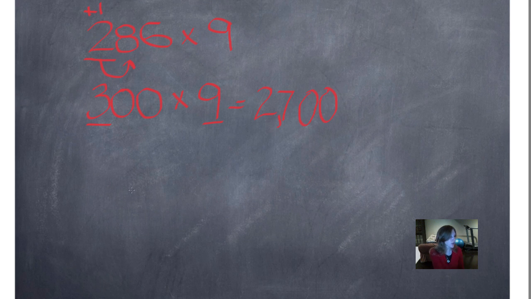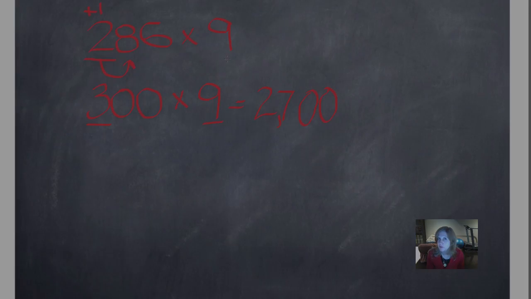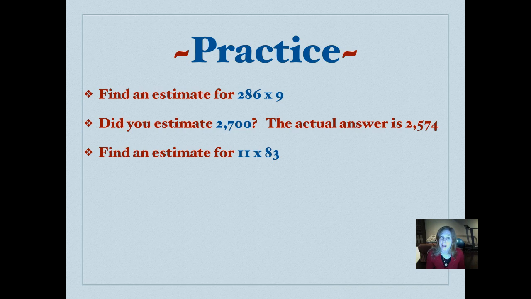2,700. Now we talked about the actual answer being 2,574. If I had rounded this up to 10, my estimate would have been 3,000. That would have been even further from the actual product. So think about that. Just put some thought into your rounding. You want to try to get as close as you can. Now find an estimate for 11 times 83.